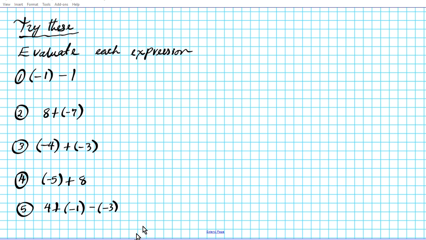Okay, so hopefully you've had a chance to try these problems. Here are your answers. Number 1, the answer is negative 2. Number 2, the answer is positive 1. Number 3, the answer is negative 7. Number 4, the answer is 3. Number 5, the answer is 6.